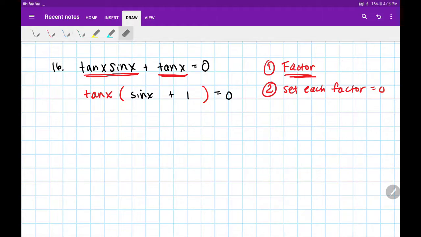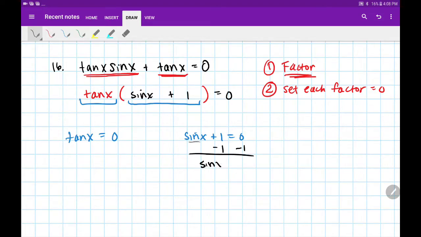To solve this equation, we now set each factor equal to 0. So we're going to get two equations because we have two factors. The first one is tangent x equals 0, and the second equation is sine x plus 1 equals 0. Or, once we isolate our sine, sine x equals negative 1. So now we have these two equations to work with.